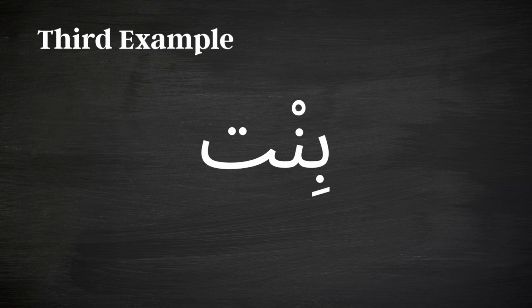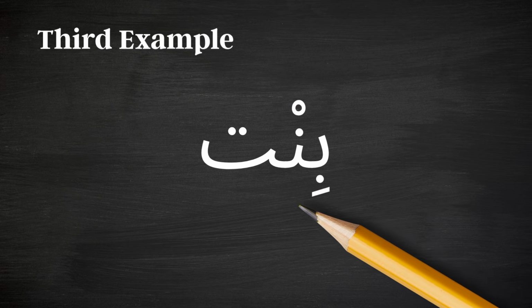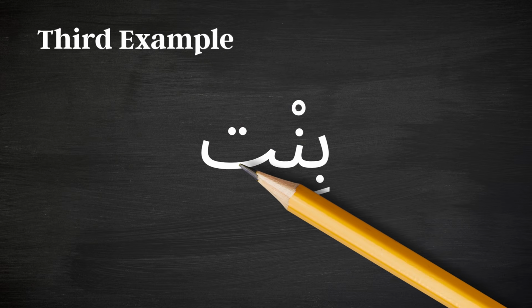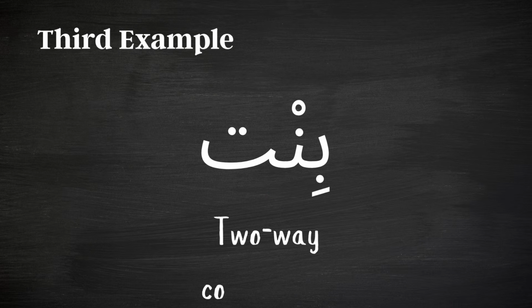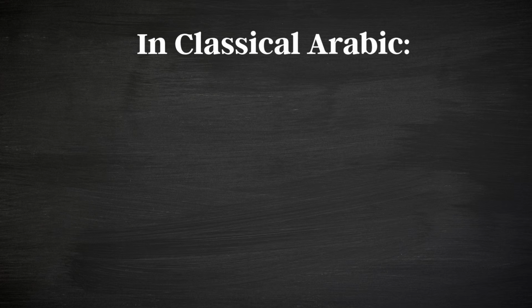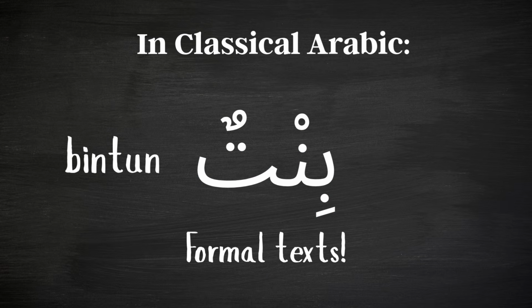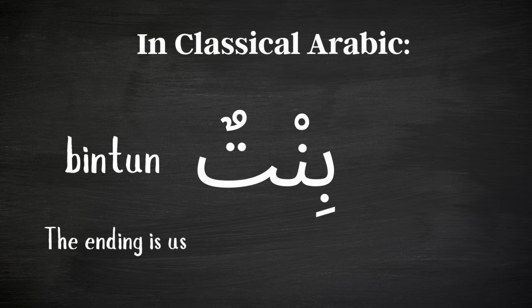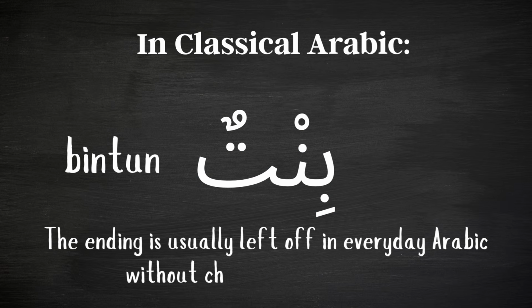Notice, all 3 letters, ba, noon, and ta, are 2-way connectors, so the word is written smoothly in one flow from right to left. In Classical Arabic, like the earlier examples, this word may appear as bintun in formal texts, but the ending is usually left off in everyday Arabic without changing the meaning.